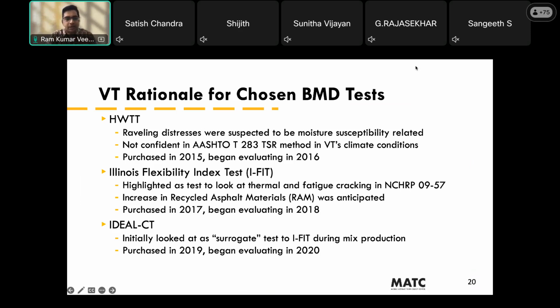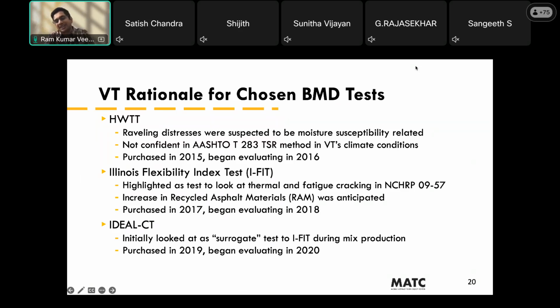And for the cracking aspect, they started with the Illinois flexibility test. The reason they chose it was that it was one of the tests highlighted to look at thermal and fatigue cracking as per NCHRP Report 9-57. This Illinois flexibility test was used to address some of the issues they had with using 20% RAP. And Vermont purchased this device in 2017 and began evaluating it in 2018.